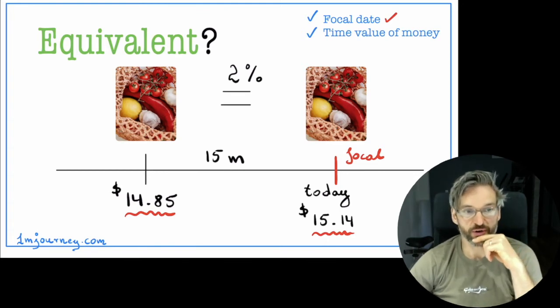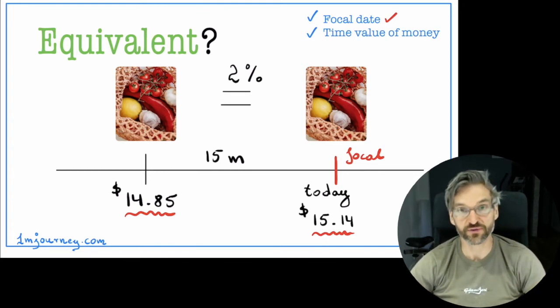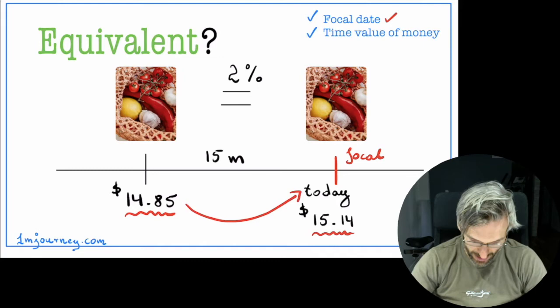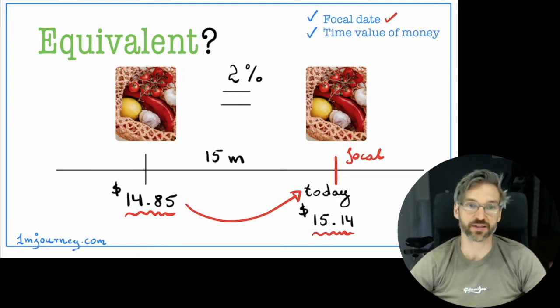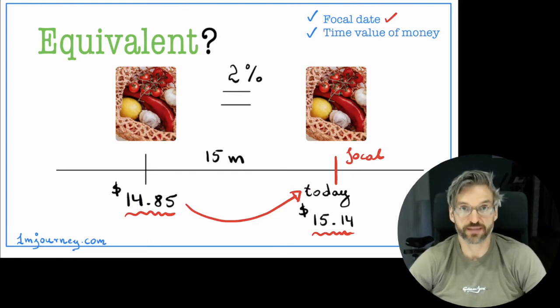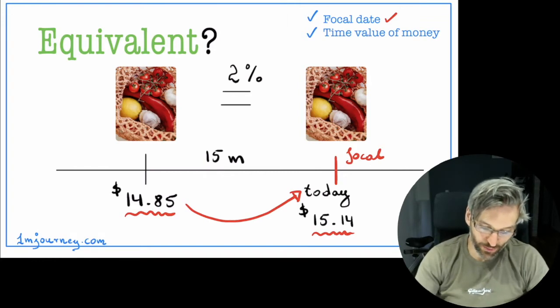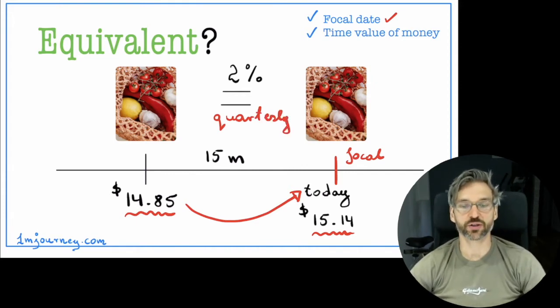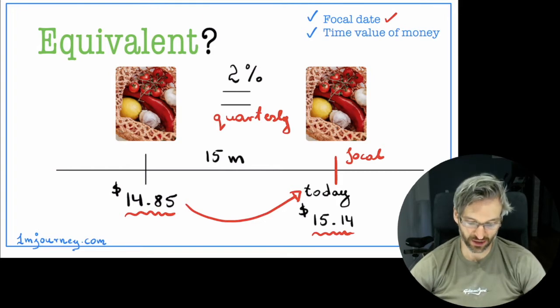Now, in order to compare this $14.85 to the $15.14 of today, I have to move this money to that particular date. That was 15 months ago. If they say it's 2% and I'm doing this with compounding, they also have to tell you how they are compounding. 2% what? So let's say it's 2% and it is compounded quarterly. So we are going to be compounding that 2% quarterly.